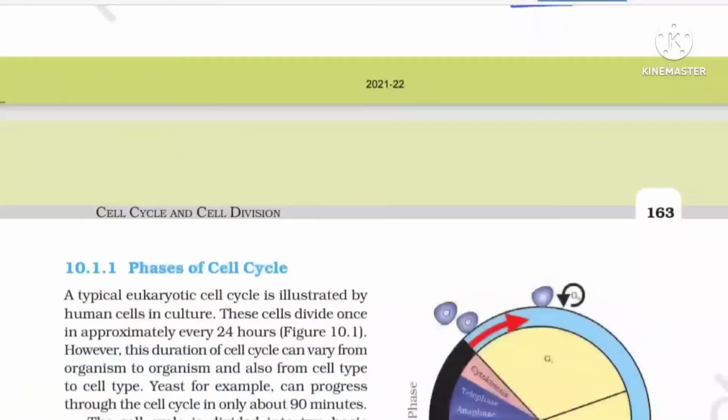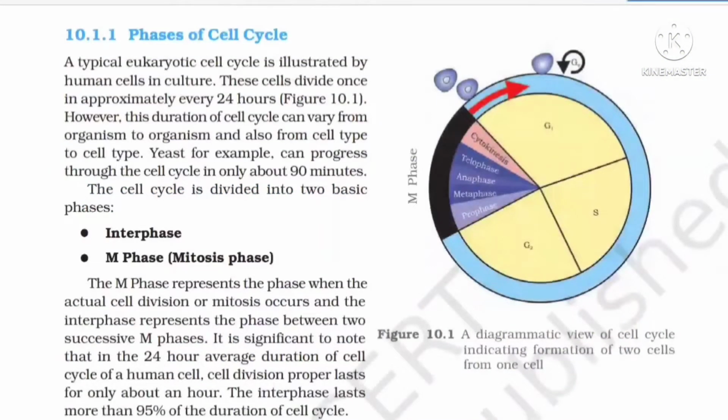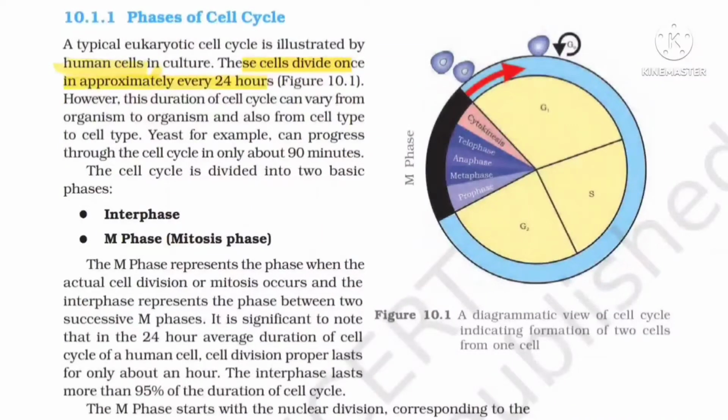Now see, first of all, the cell cycle. We are taking it in the case of human, it is dividing once in every 24 hours. In the case of yeast, human is over. Okay, please learn this much. Then yeast: for yeast, the cell cycle is 90 minutes.